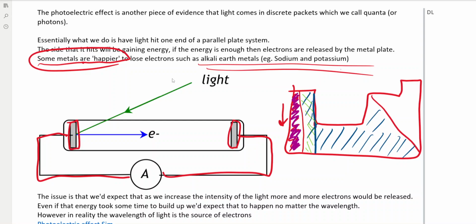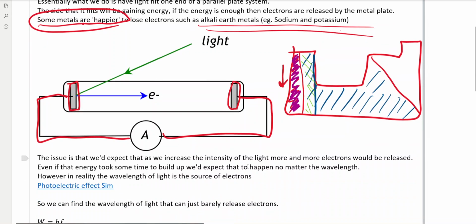Now, what you'd expect normally is that as we increase the intensity of the light more and more, so literally just turn up the wattage of the light, more electrons would be released, because turning up the wattage means we've added more energy per second. Even if it took some time, we'd expect the energy to build up inside the metal, and eventually electrons would start to be released. However, we don't see that happen. The photoelectric effect really only takes place if you get past a certain threshold.